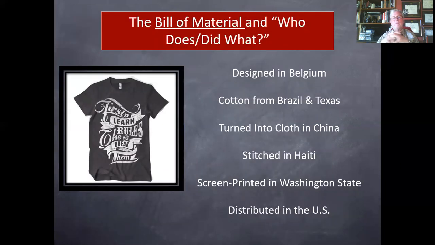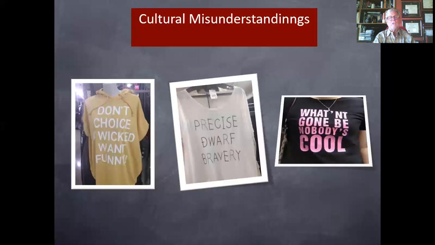So, who does what? Well, here's an extreme example. That shirt, designed by a company in Belgium. The cotton could be from Brazil and Texas. It was turned into cloth in China in their mills. It was stitched together in Haiti, and the screen was printed in Washington State, and it was distributed in the United States. Now, there are regulations about this. So when a product is brought into the United States, there is such a thing called harmonization or country of origin. All these are important considerations.